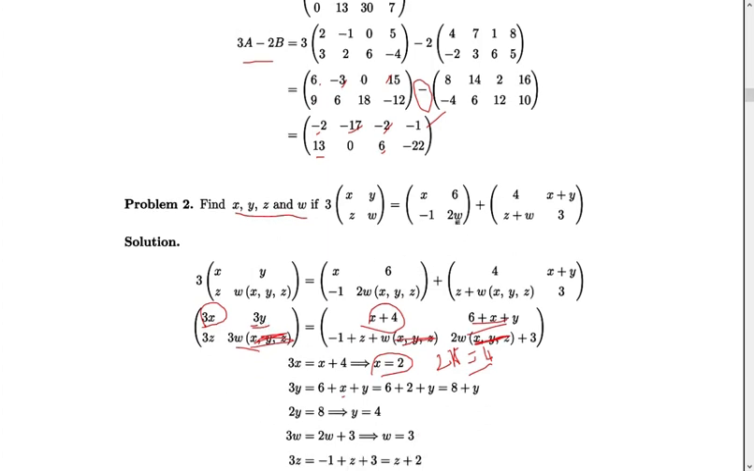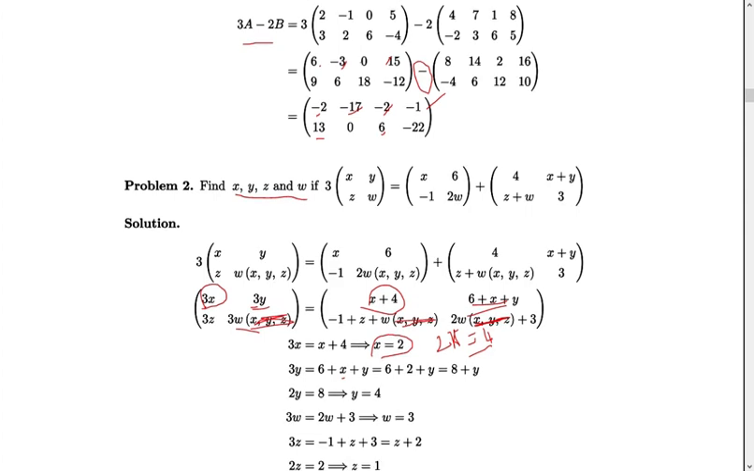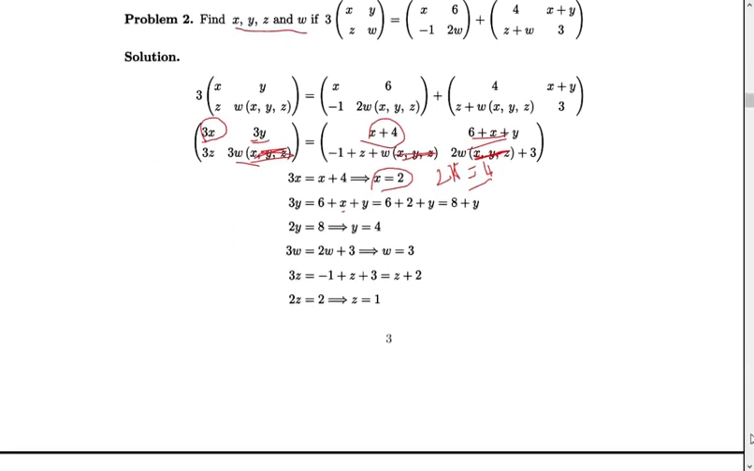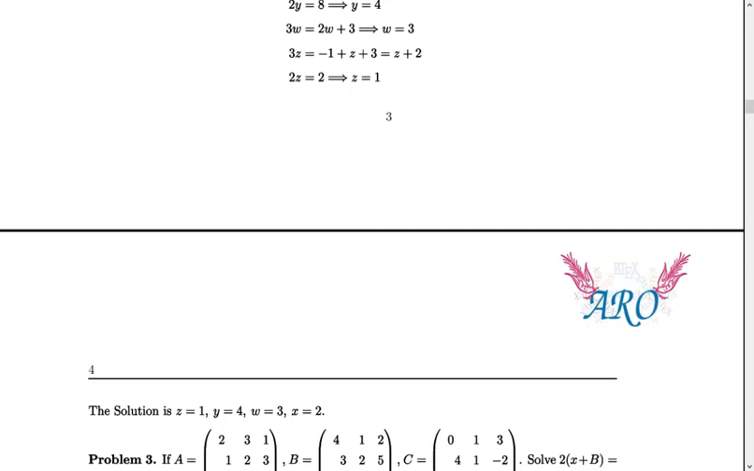Last one, 3z is equal to minus 1 plus z plus w. We are solving this equation. 3z is equal to minus 1 plus z plus 3. That's equal to z plus 2. Then 2z is equal to 2. From this, z is equal to 1. So therefore the solutions are x is equal to 2, y is equal to 4, w is equal to 3, z is equal to 1.